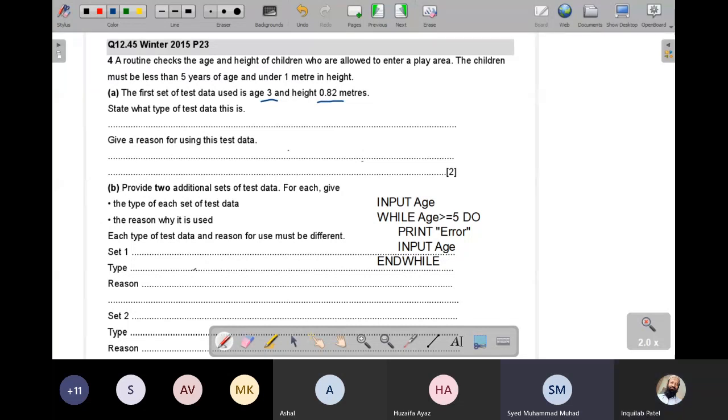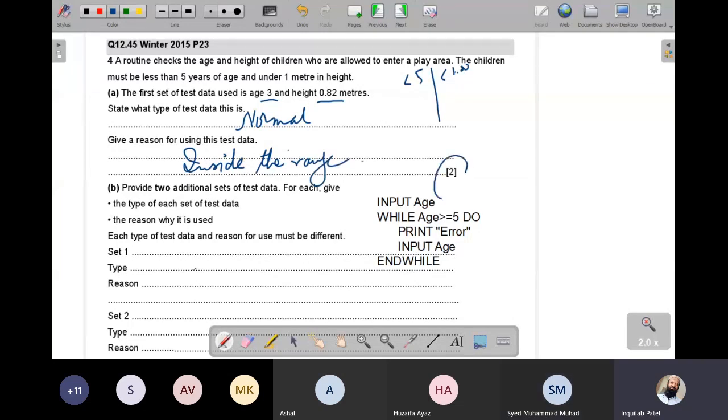Normal. Less than 5 and less than 1 meter. It is normal, and the reason is that it is inside the range and will be accepted by the algorithm. You have obtained 2 marks.